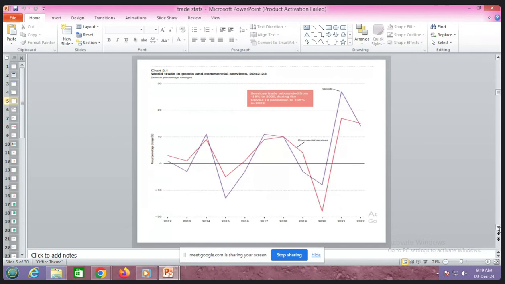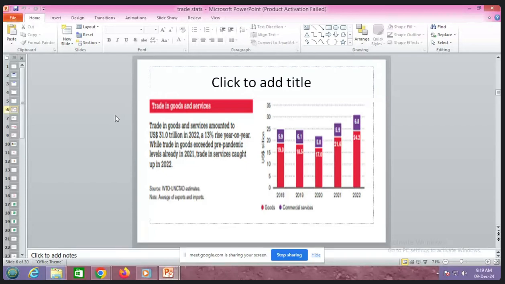That's what the analysis shows, that post pandemic there has been a rebound in both goods and services in the world. So when you look at the trade in goods and services in 2022, world trade was around 31 trillion dollars, a 13% year on year rise. Goods exceeded the pre-pandemic level first, and then the services caught up. You can see here that during the pandemic it had dipped, and now slowly it is picking up again.